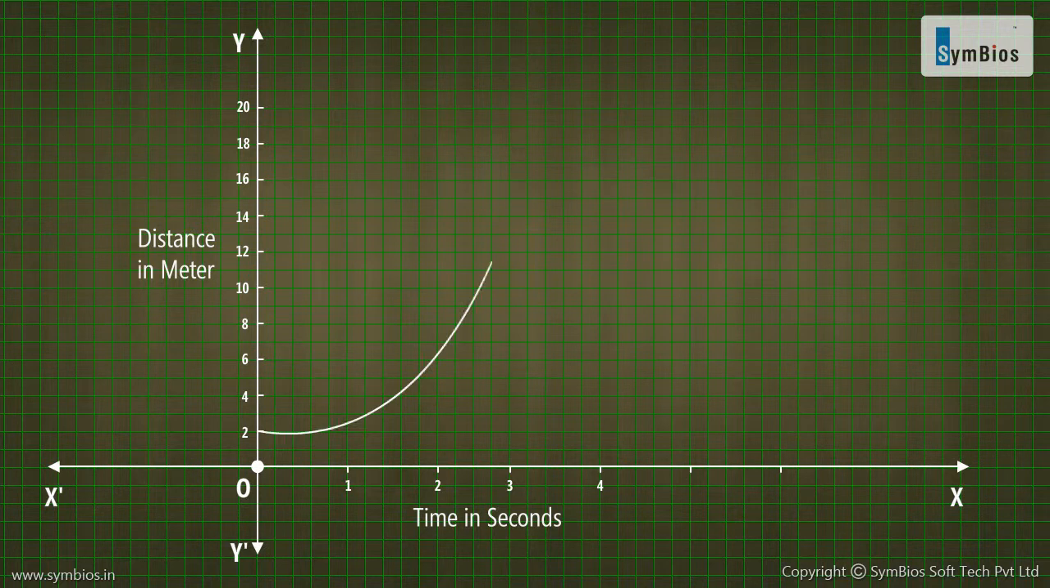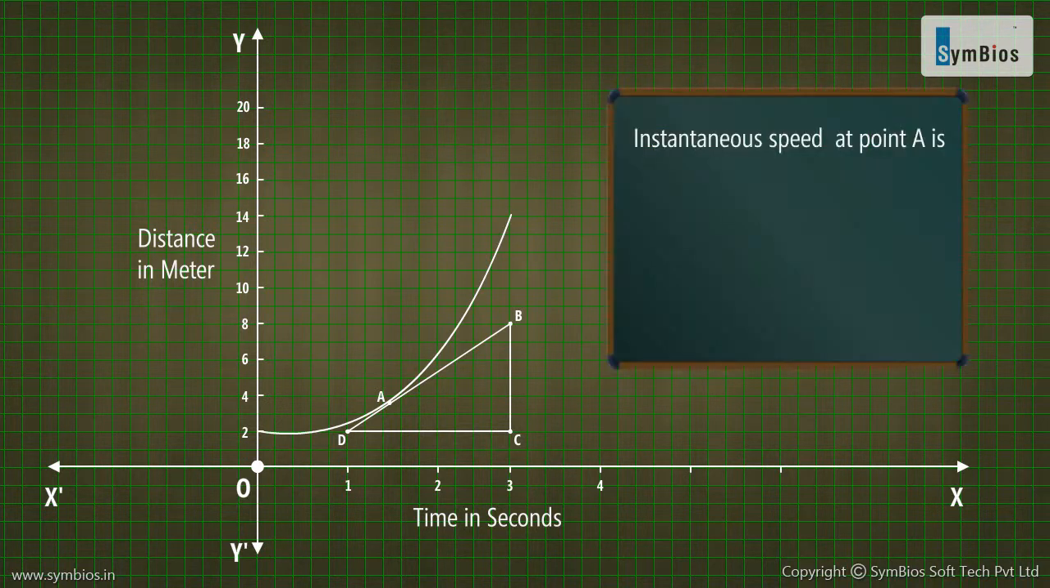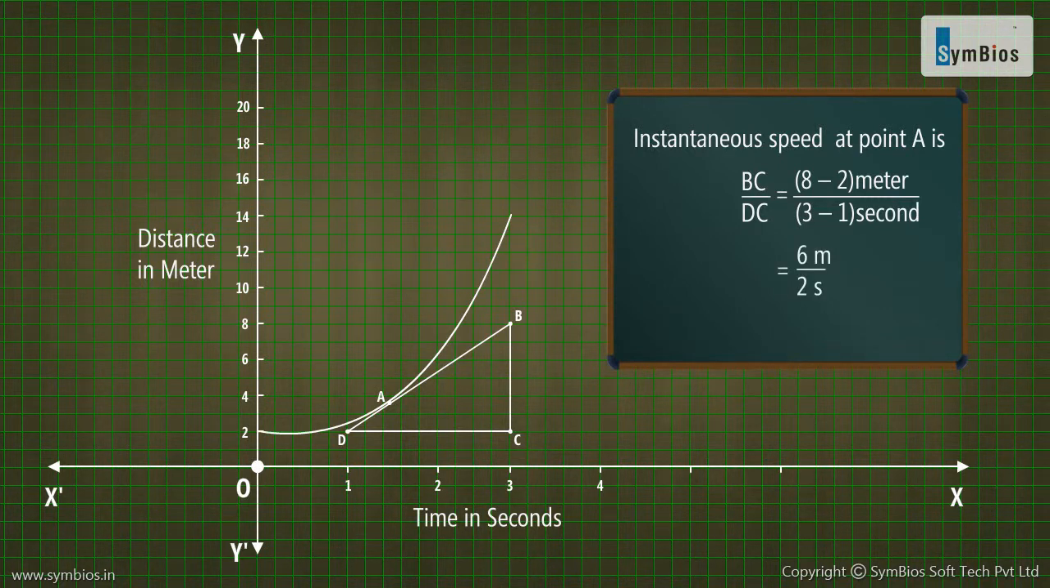When the speed of the body increases with time, the slope of the distance-time graph also increases. In the given figure, the slope of the graph BC by DC at any given point gives the instantaneous speed of the body at that point. BC by DC equals 8 minus 2 meter by 3 minus 1 second equals 6 meter per 2 second equals 3 meter per second.